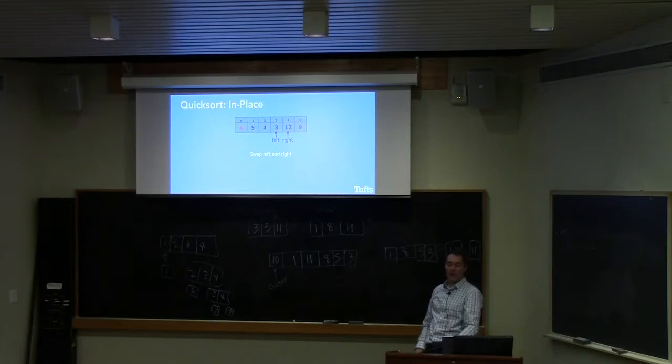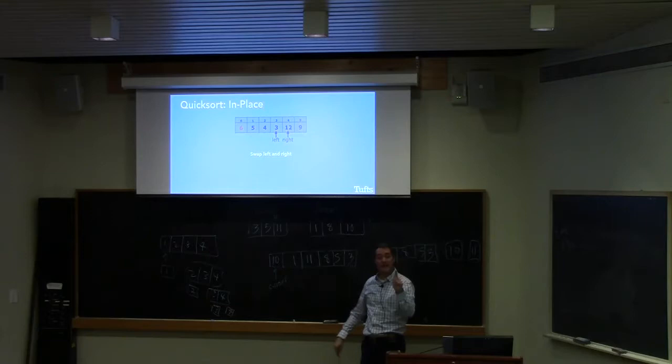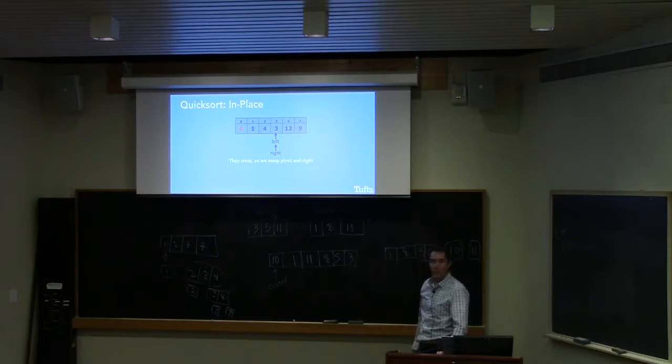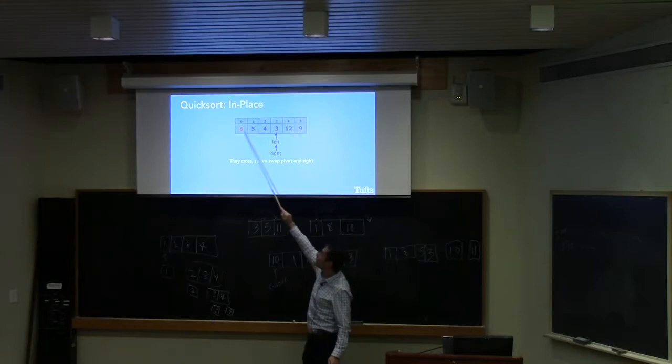And now we're going to have this one keep going that way until it gets to one that's either supposed to be to the left of 6 or it crosses this one. Because once we've done that, you've met in the middle, and we know we've got all the elements done. Boom. They cross. This is another clever part. Whatever this one is, swap it with the pivot. Okay? And now we've done that.